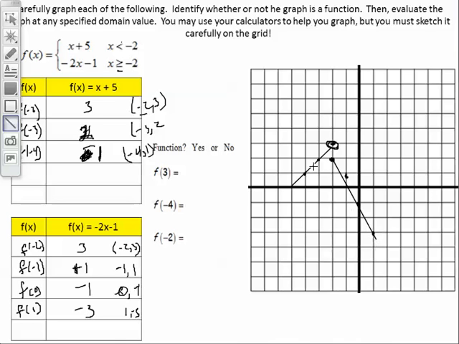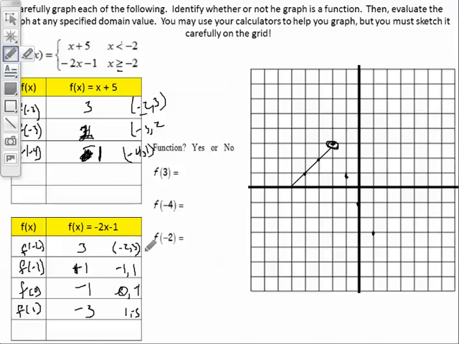Oh, wait a second. I misplotted that point. Go back, Mr. Green. That was wrong. That point right there is wrong. Thank you. You guys are supposed to stop me when I'm doing that. Oh, wait a second. You're not here with me. This is a recording, right?